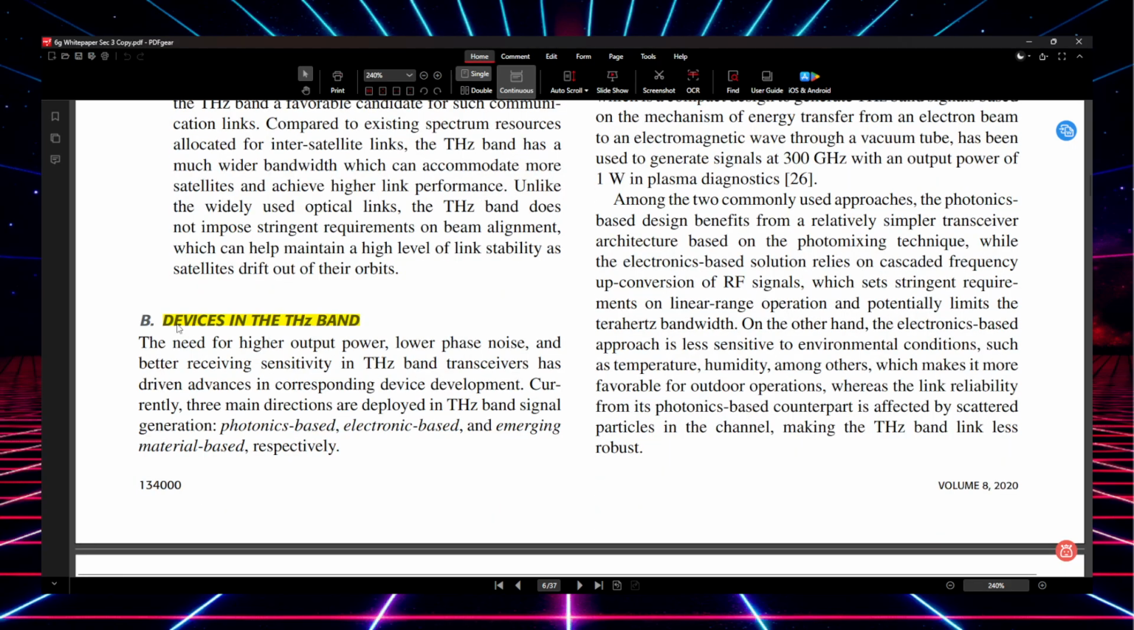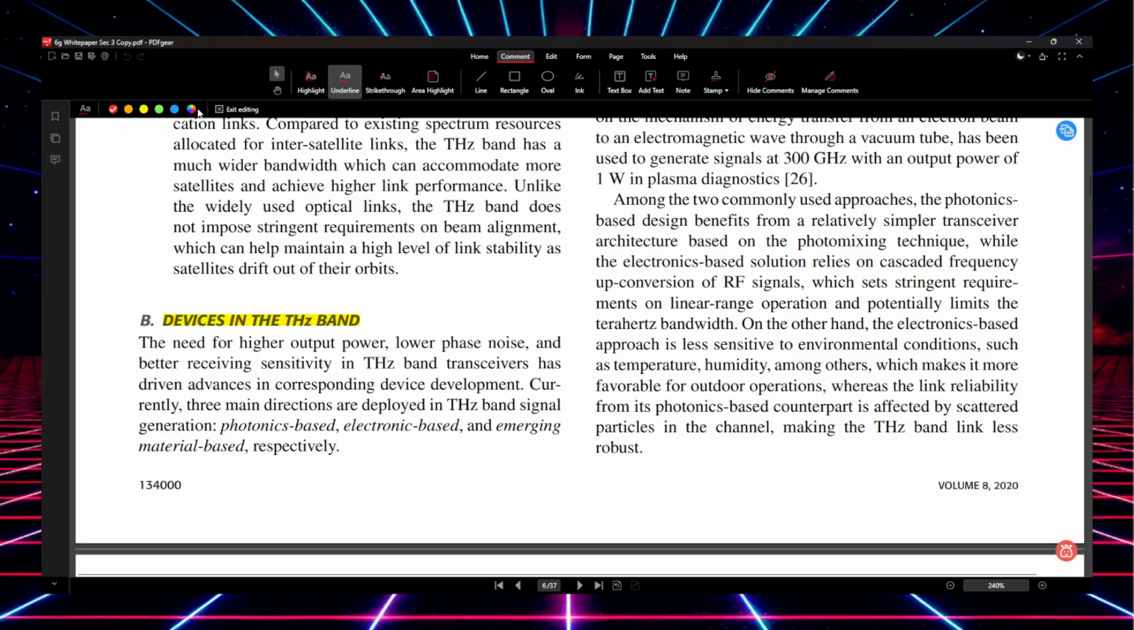So the next section is devices in the terahertz band. The need for higher output power, lower phase noise, and better receiving sensitivity in terahertz band transceivers has driven advances in corresponding device development. Currently, 3 main directions are deployed in terahertz band signal generation. And I'm going to highlight that or underline it.